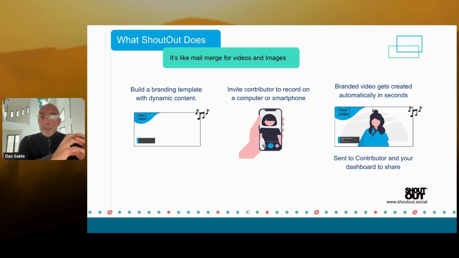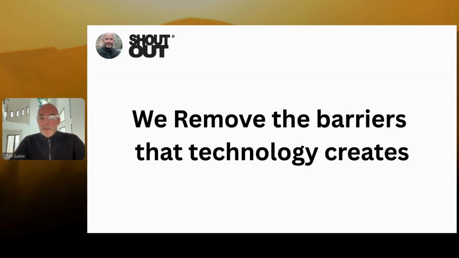So once you've got your template, your skeletal video, if you like, you can invite contributors to create a video by sending them a link, or you can just record yourself on a smartphone or computer. Once you've done that, that clip, or those clips if you're asking multiple questions, get combined with the template and turned into a finished video instantly. That can be sent to your contributors, and it goes to your dashboard so you can edit it and share it, etc. So it's a really, really simple process to create videos.